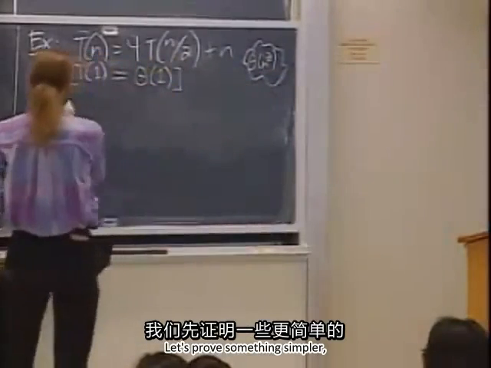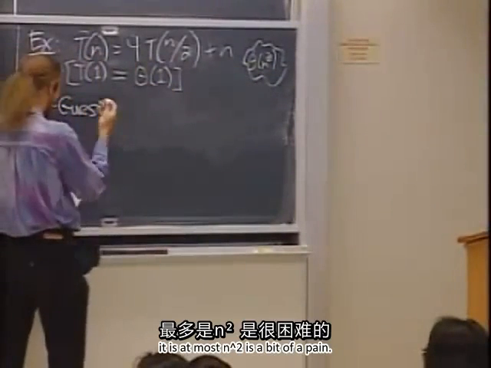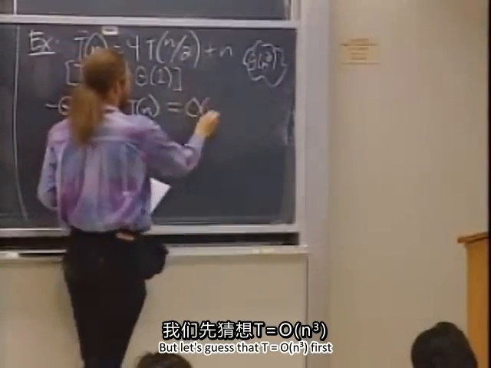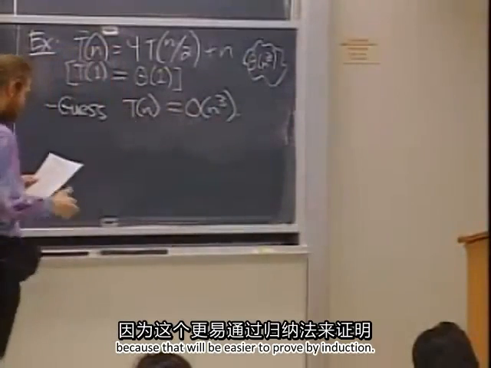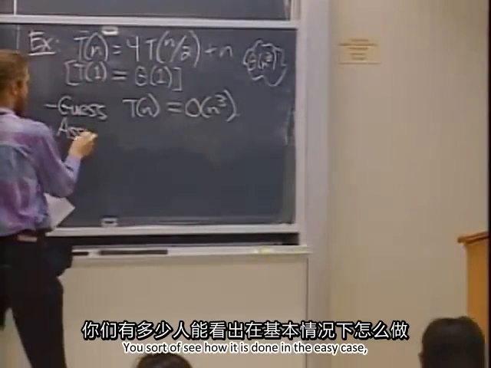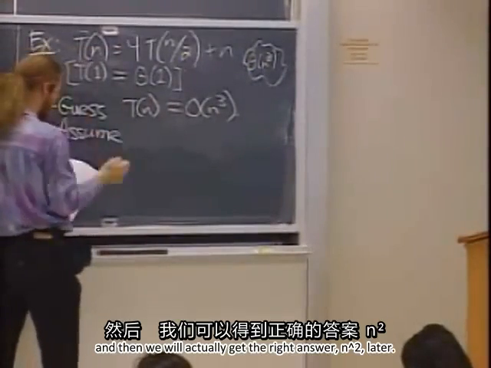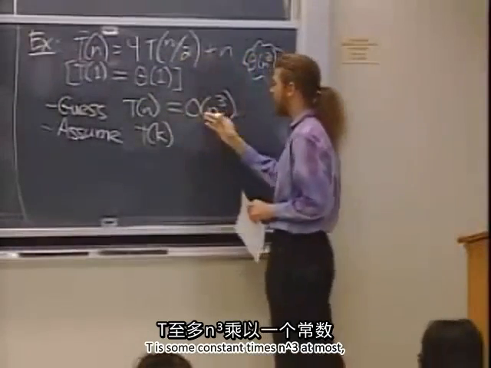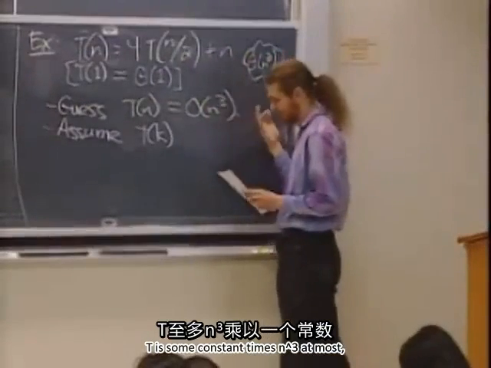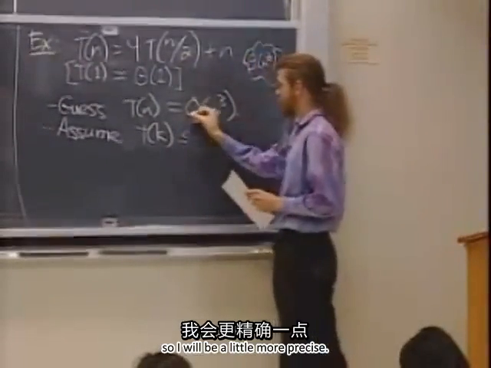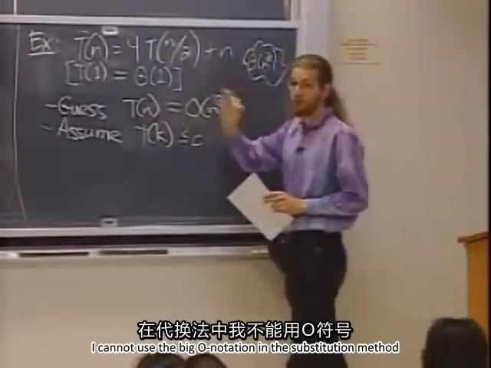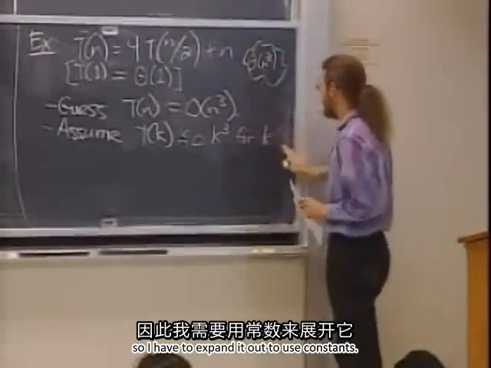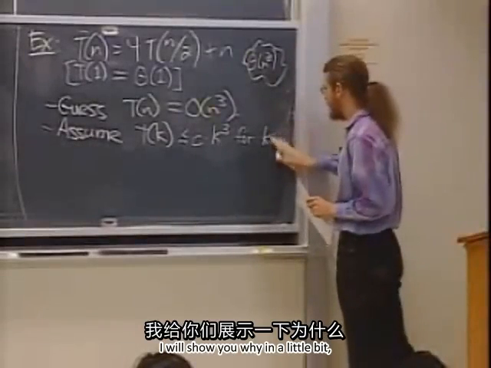Let's prove something simpler, because it turns out proving that it's at most n squared is a bit of a pain. We'll see that in just a few minutes. But let's guess that T(n) is n cubed first, because that will be easier to prove by induction. So you see how it's done in the easy case, and then we'll actually get the right answer, n squared, later. So what I'm going to do is guess that T(n) is some constant times n cubed at most. I'll be a little more precise. I can't use the big O notation in the substitution method, so I have to expand it out to use constants. I'll show you why in a little bit.